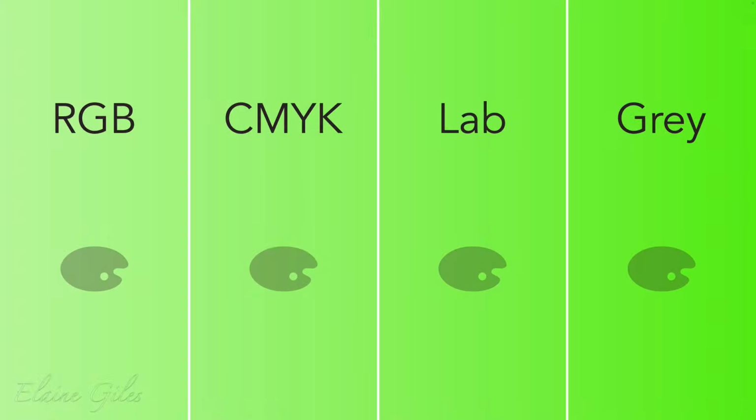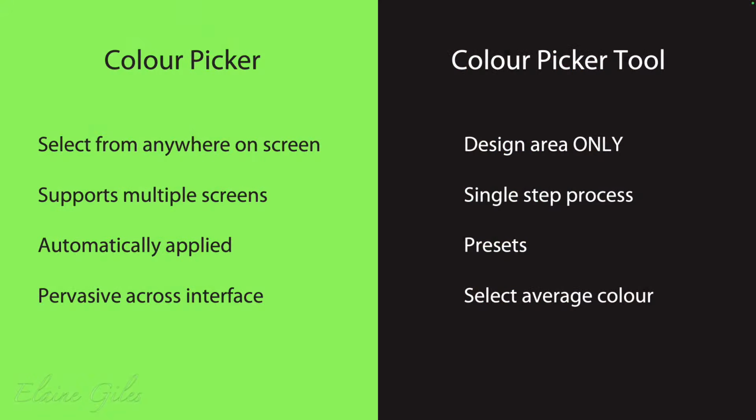So quick recap. I mentioned that Affinity uses different colour models, representing colours in different ways, and that RGB and CMYK are the most popular. The actual colour picker tools themselves, the first one we looked at was the colour picker, and that can pick from anywhere on the screen. It supports multiple screens, as you saw, because I've got 3 and I picked off one of the others.